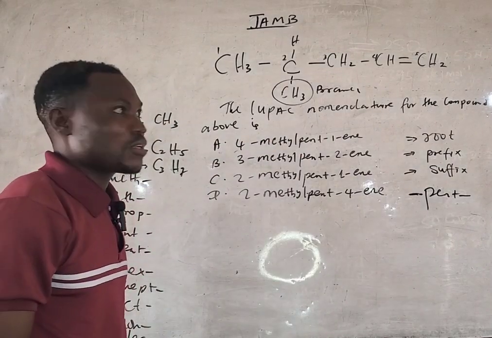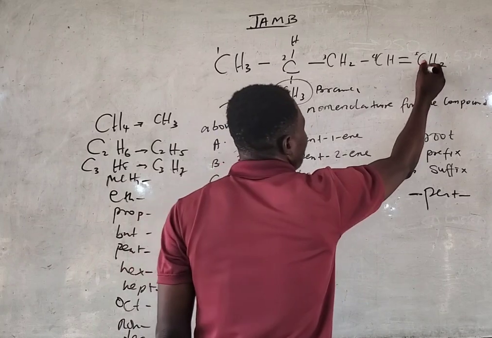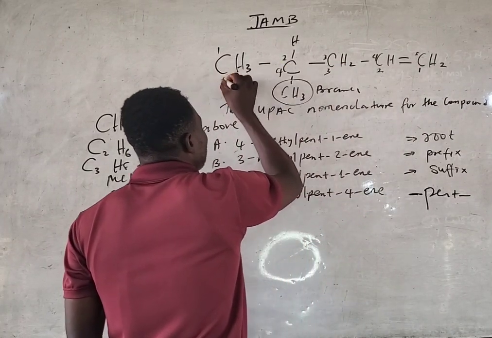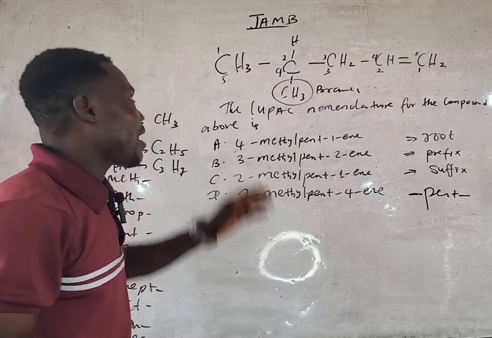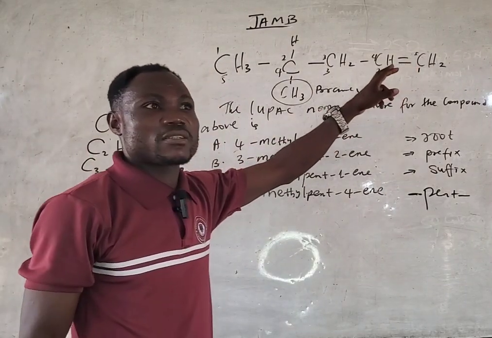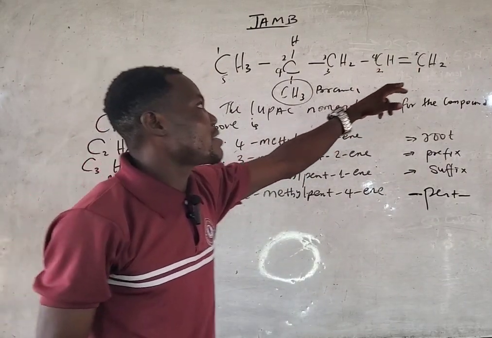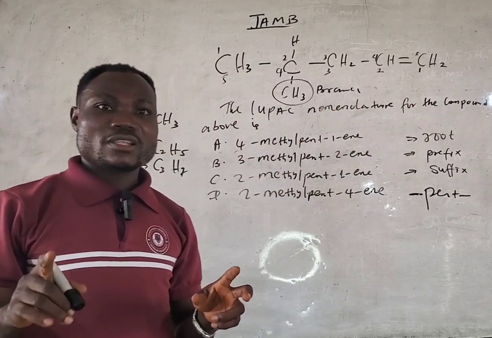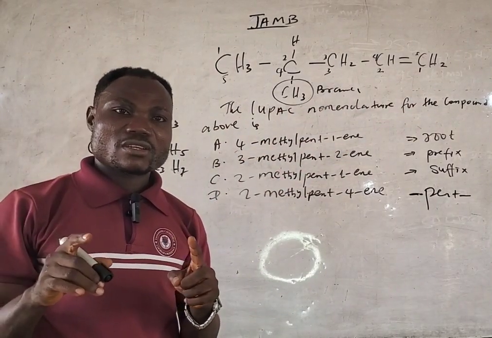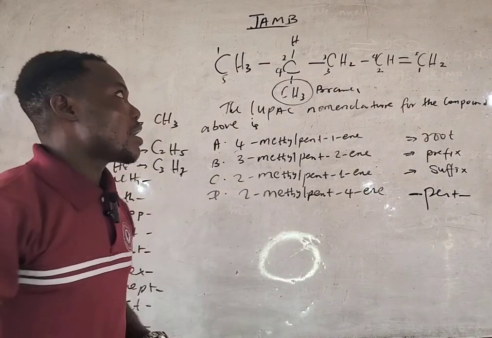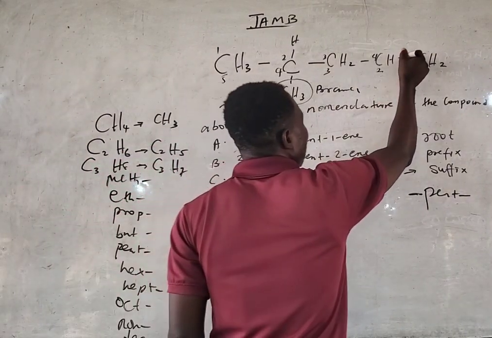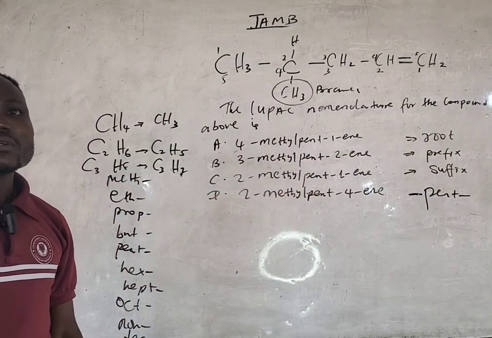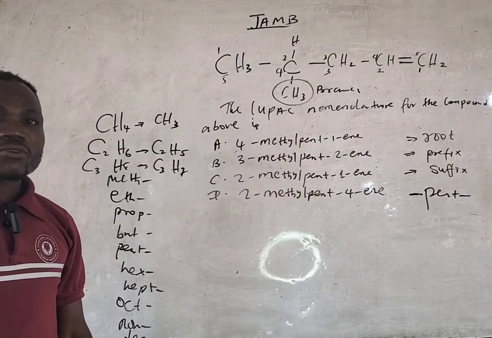That is another challenge. Somebody can number this starting from here, 1, 2, 3, 4, 5. You see, in my first numbering, I numbered from this side. So another person may decide to number from this side. Two of them cannot give you the correct name. Only one is correct. Now, how do I know the correct one? I need to look at this. There is a double bond here. This double bond determines the functional group of this compound.